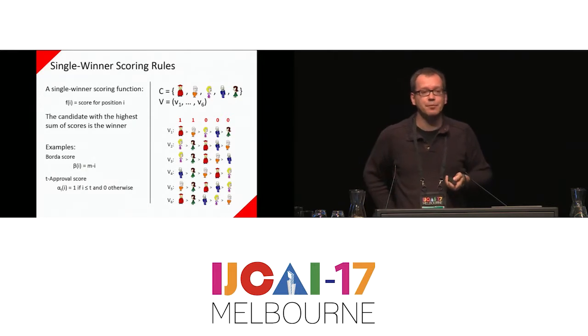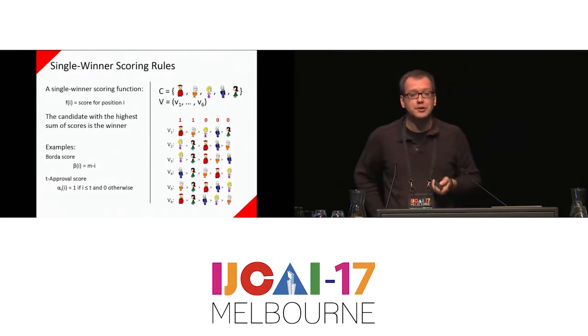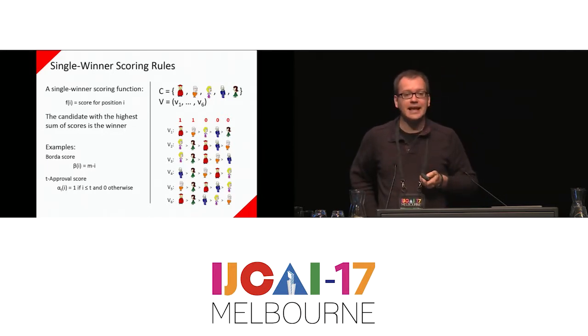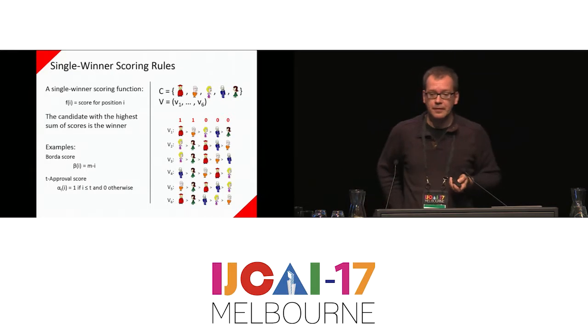Here we have an example with K equal 2, so the top 2 positions get 1 point each, other positions get 0. The way single winner scoring rules work is that we have scores associated with positions, and each time a candidate is on a given position, this candidate gets this number of points. We sum up the points, whoever has the most wins. That's extremely simple.